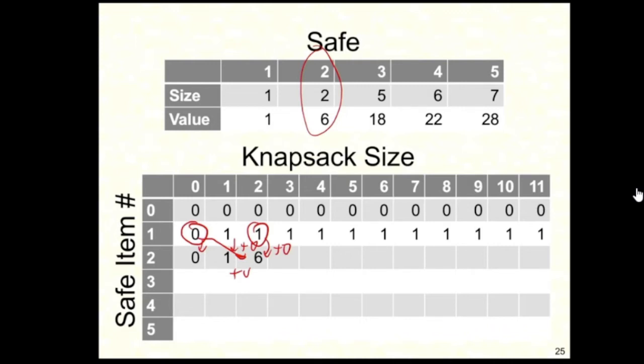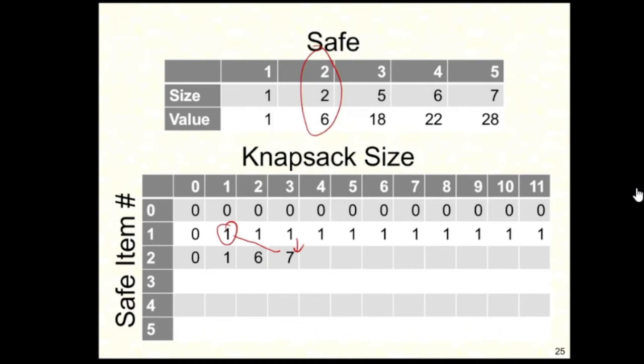Now, let me just erase a bit here. All right, so now we're working on this one. We say, okay, I could either take that or go back 2 columns and add 6 to it. The best is 7. That's if I do pick the item.